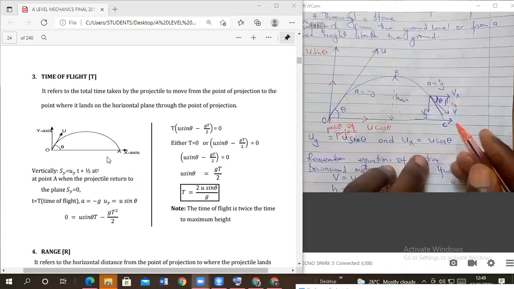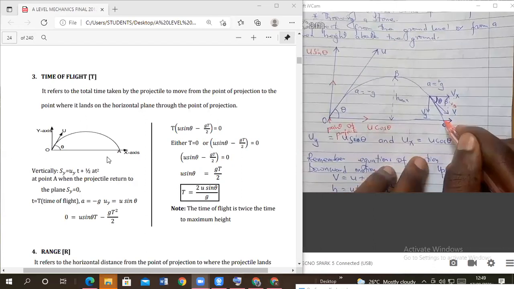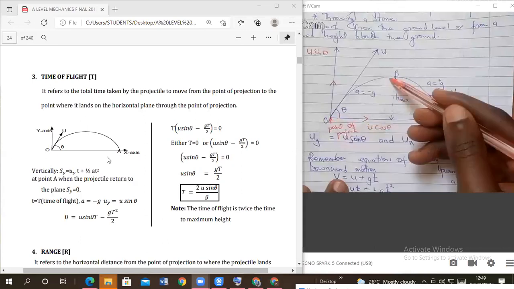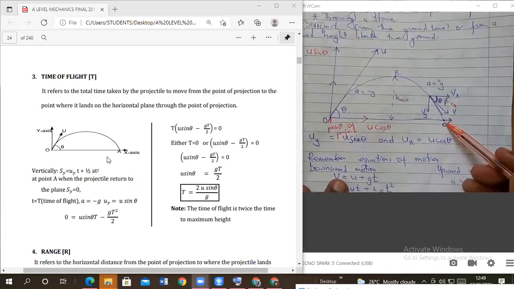Up to where it will land. It will land at point what? At point C. So the time taken to move from point O, B up to point C, that time is what we call time of flight. Time of flight.